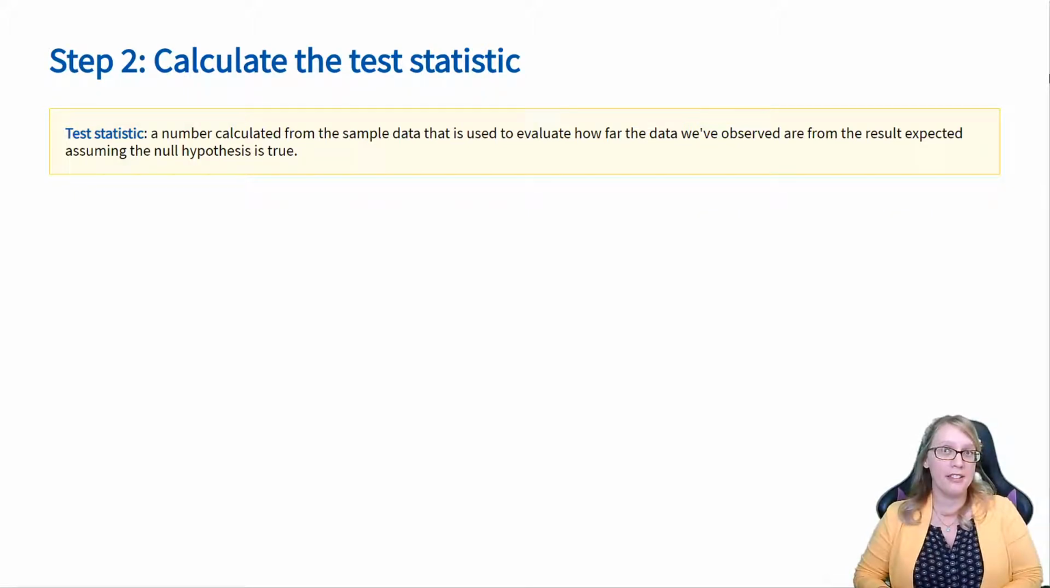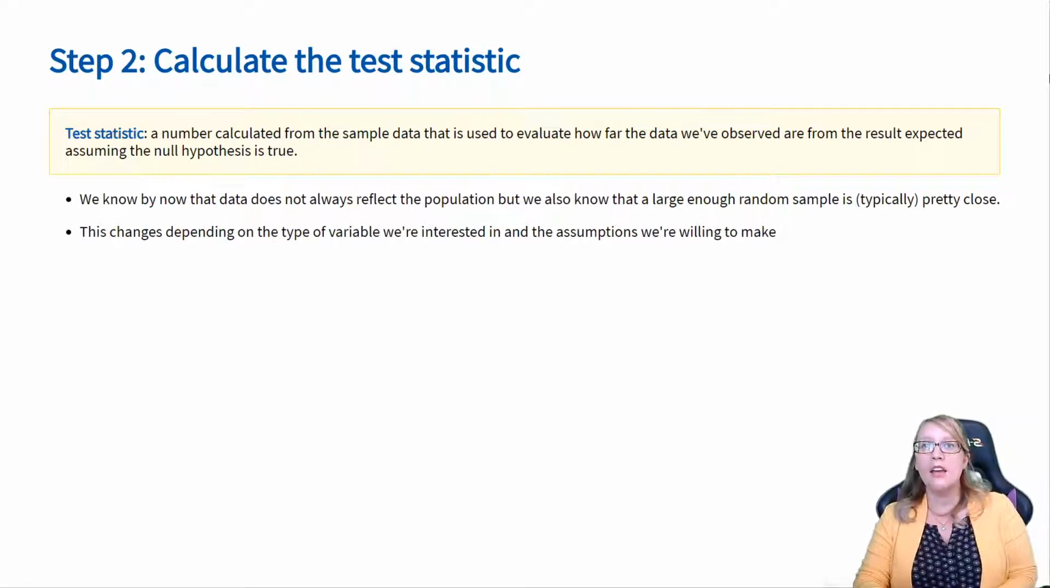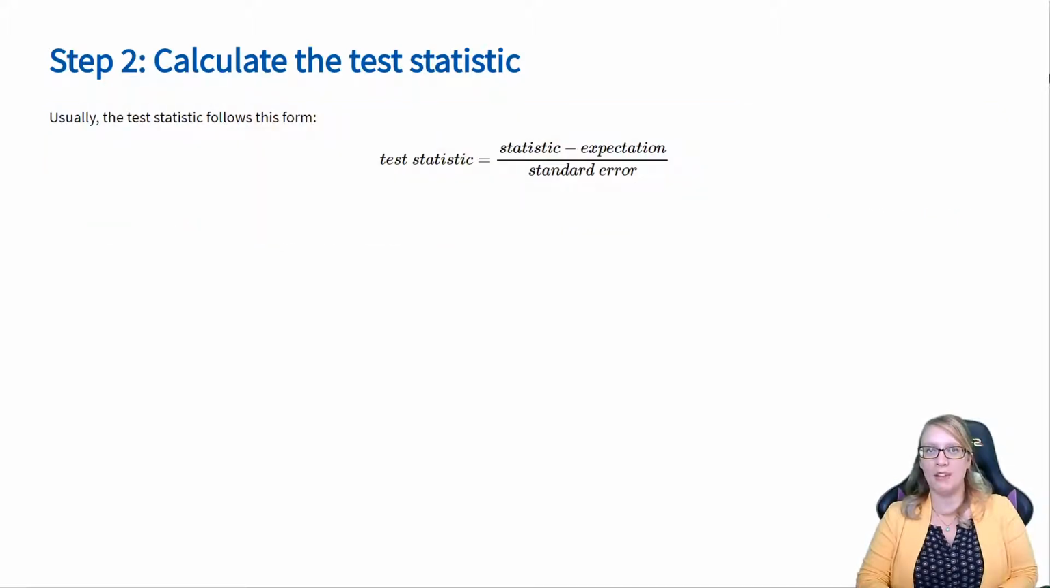Step 2 is to calculate the test statistic. The test statistic refers to a number that comes from our sample data that can be used to evaluate how far the data we've observed are from what we would expect if the null hypothesis is true. Now, this test statistic will change from situation to situation and from test to test. We know by now, because we've done some work with sample variation, that the data doesn't always reflect the population. But a lot of the time that's pretty close. So depending on what our random sample looks like, where that test statistic falls, we can start to say something for or against one of the hypotheses.